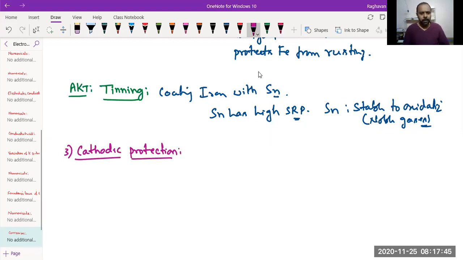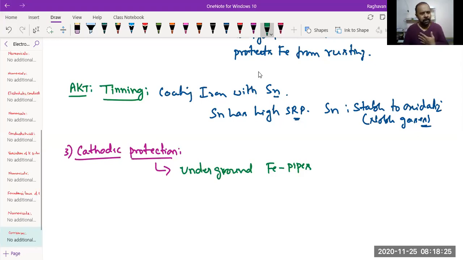Cathodic protection. See, iron undergoes rusting because it acts as anode. If it is made as cathode, then it will not undergo oxidation. It will be protected. This particular method is used in case of protecting underground iron pipes. Generally nowadays they use porcelain pipes and all.